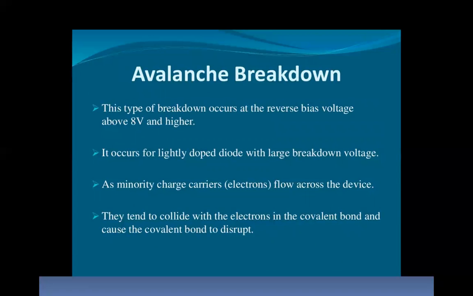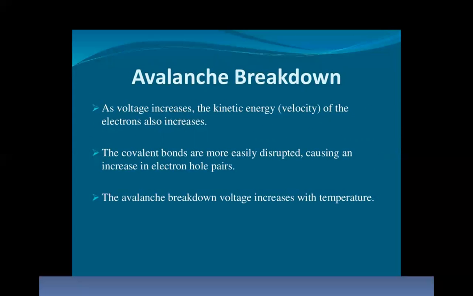The other breakdown is called avalanche breakdown. This type of breakdown occurs at a reverse bias voltage above 8 volts and higher. It occurs for a lightly doped diode with a large breakdown voltage. As minority charge carriers flow across the diode, they tend to collide with the electrons in the covalent bond and cause the covalent bond to break. These are the two breakdowns. As voltage increases, the kinetic energy of the electrons also increases. The covalent bonds are more easily broken, causing an increase in electron-hole pairs. The avalanche breakdown voltage increases with temperature.